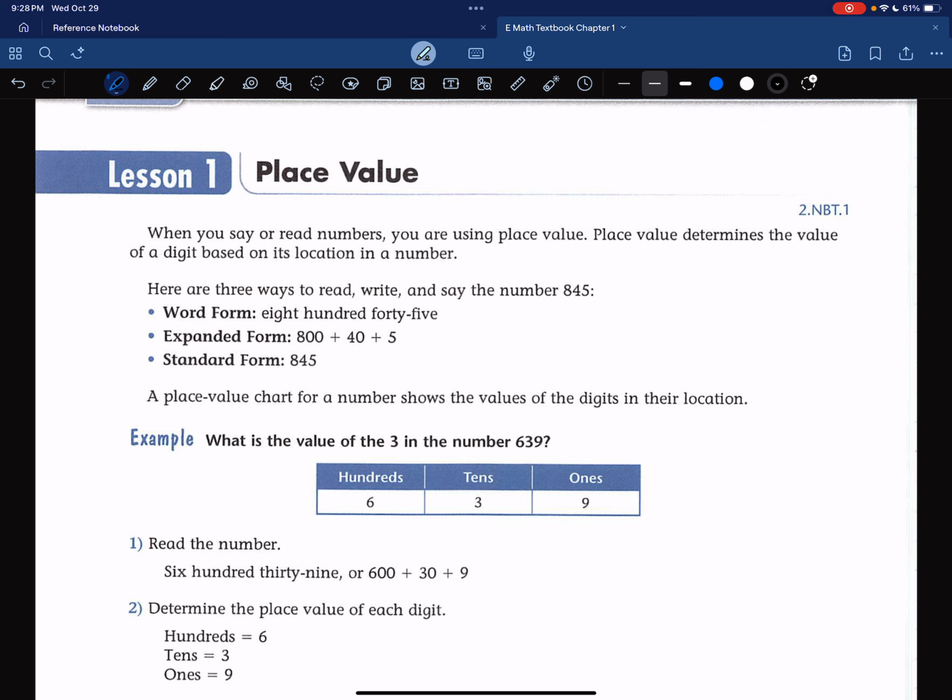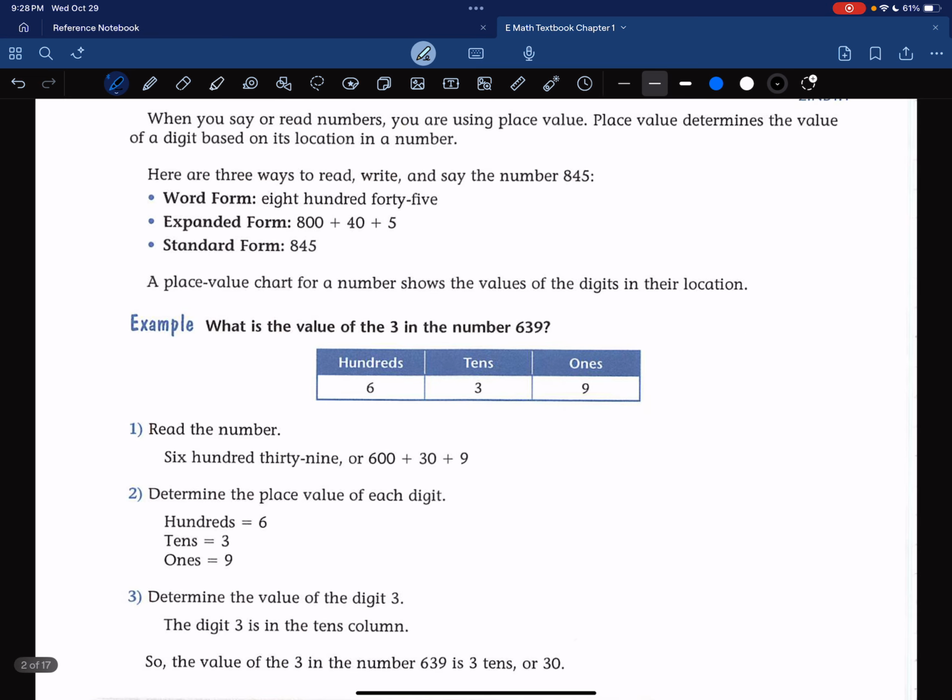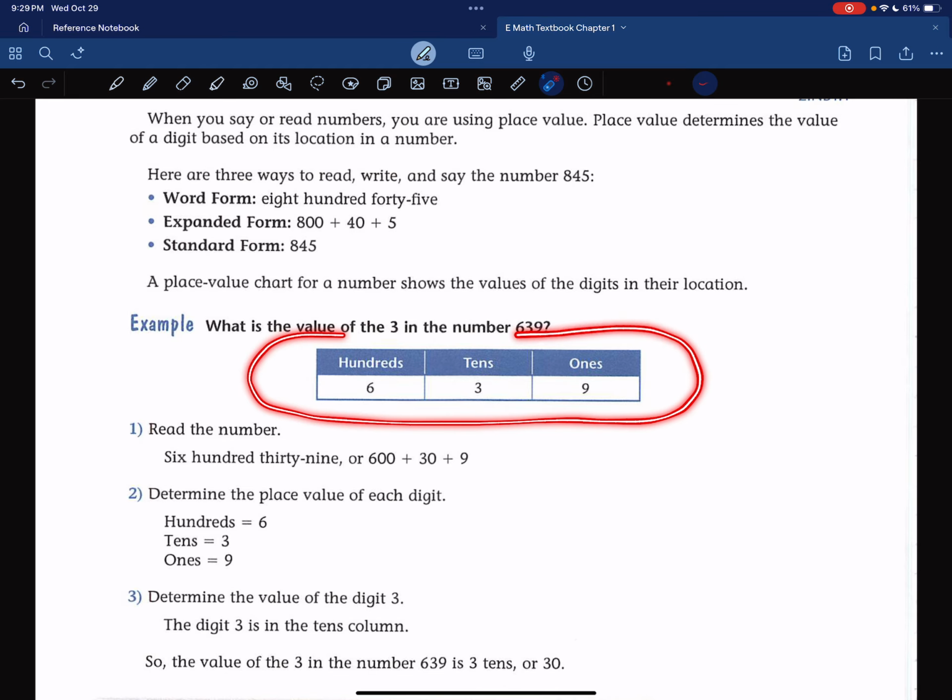For example, what is the value of the 3 in the number 639? And here we see a place value table where you see the hundreds, the tens, and the ones. Instead of the blocks, they're just using the words, but remember, we put our blocks in there.